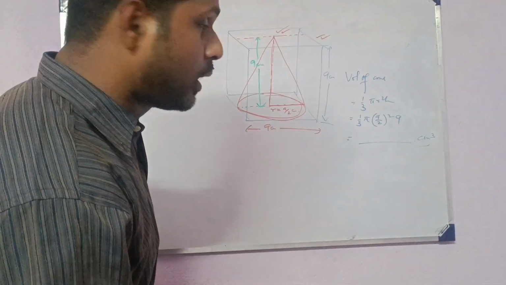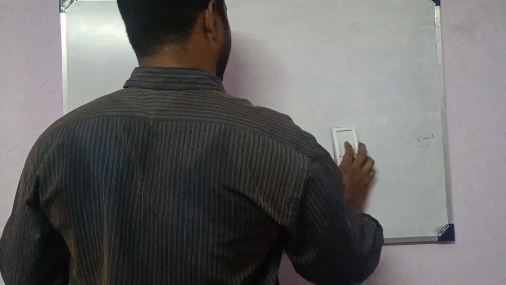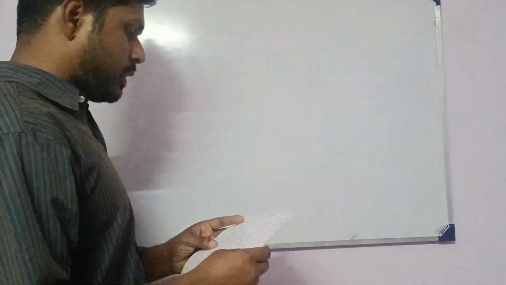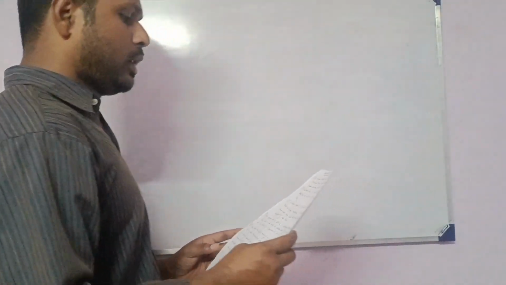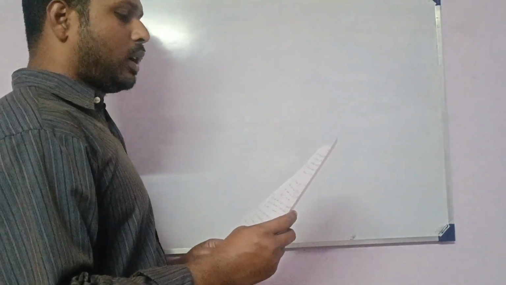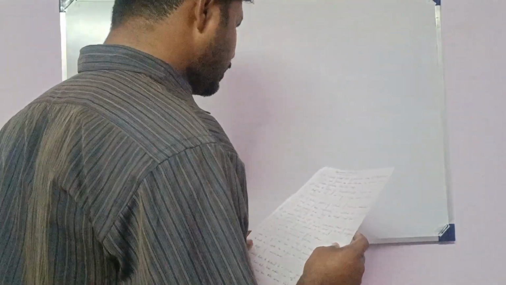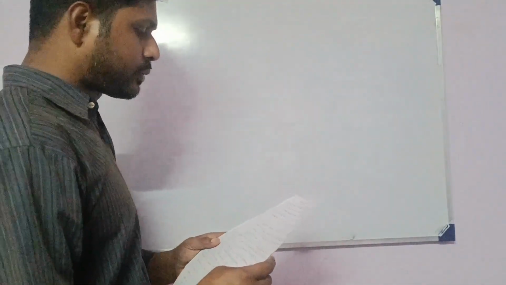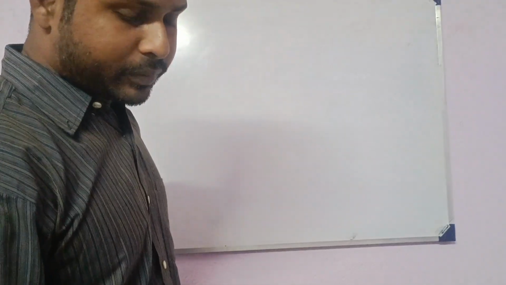So now we will move to the third sum, and the third sum is a hollow sphere of internal and external radii 2 centimeter and 4 centimeter respectively is melted into a cone of base radius 4 centimeter. Find the height and slant height of the cone. So the sphere is basically a hollow sphere.